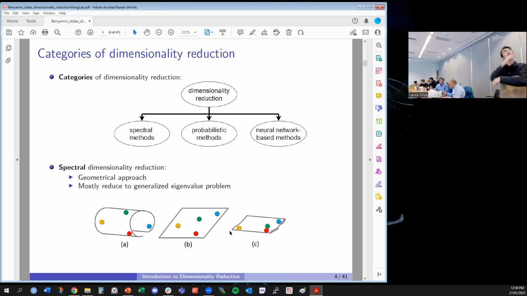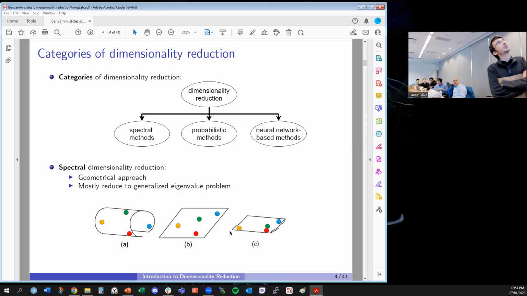So, categories of dimensionality reduction. Generally speaking, we can divide dimensionality reduction into 3 categories. Although I know that some of you might say there is a 4th one, we'll talk about that too. There are spectral methods, probabilistic methods, and neural network-based methods, or deep methods. Someone might say there are Riemannian methods too. However, we can cover Riemannian methods in these categories, so they can be considered a subcategory. We'll talk about each of these categories.